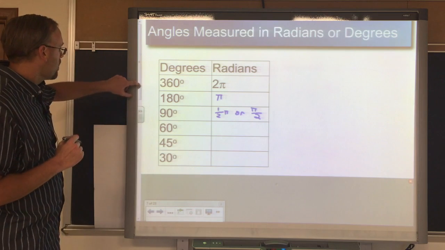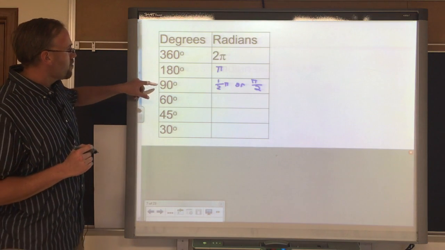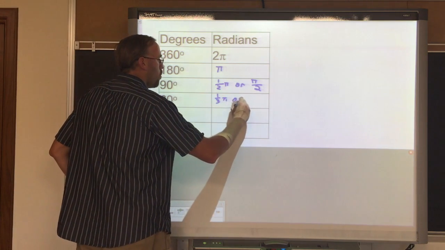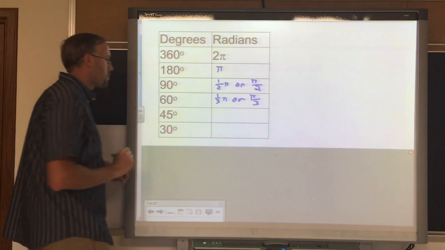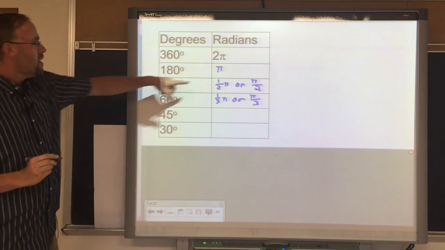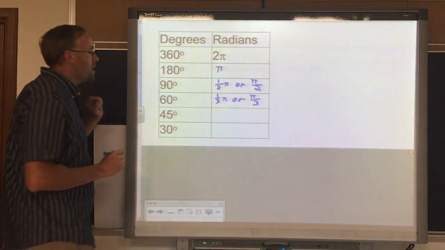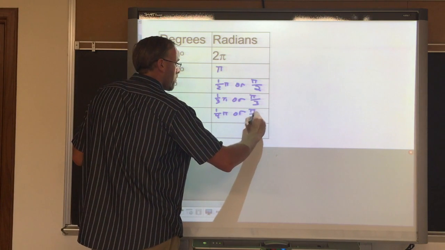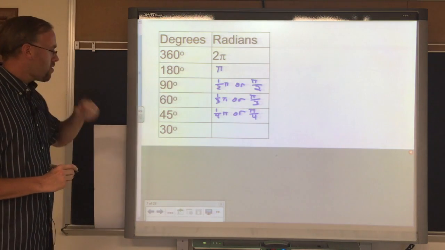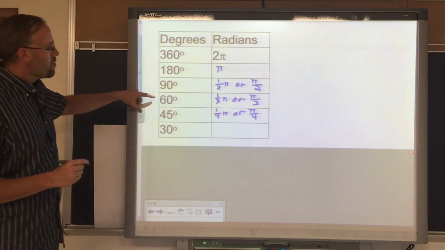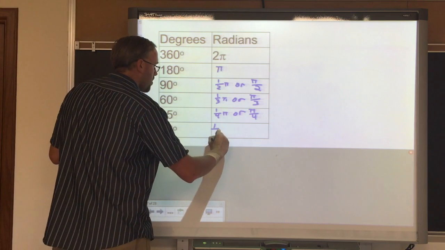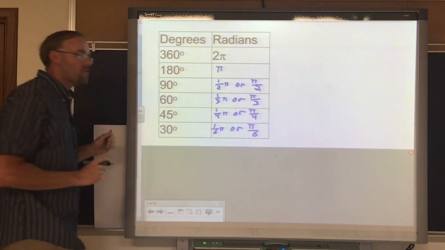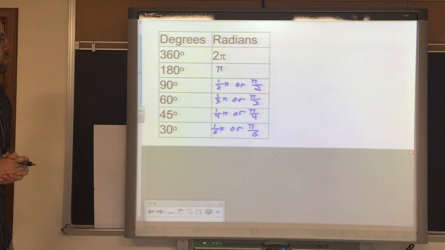Okay, let's fill it in. So 60 degrees, well, it's not a multiple of 90, but it's a third of 180. So it's 1/3 pi, or pi over 3. 45, well, that's half of 90. 90 is a half to begin with, so we're going to divide that by 2. So that's 1/4 pi, or pi over 4. And then finally, 30 degrees, well, that's half of 60. So if I take half of a third, that's 1/6 pi, or pi over 6. These are some very common angles that you will see.